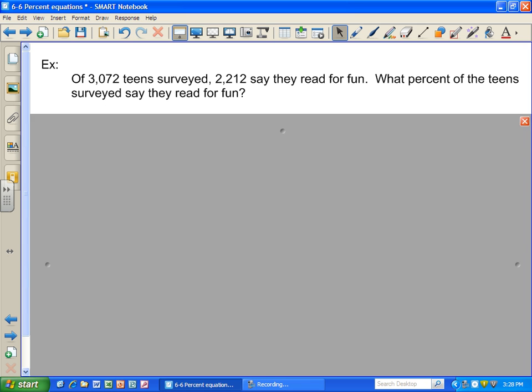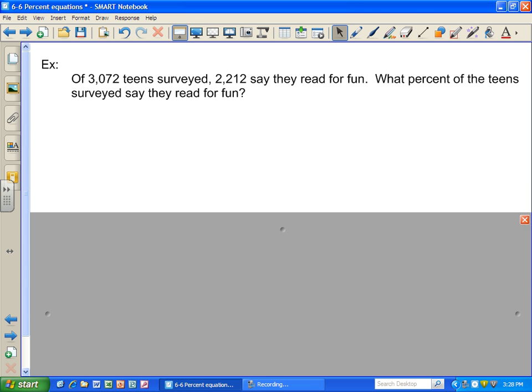All right, we have two more examples to look at. Of 3,072 teens surveyed, 2,212 say they read for fun. What percent of the teens surveyed say they read for fun?